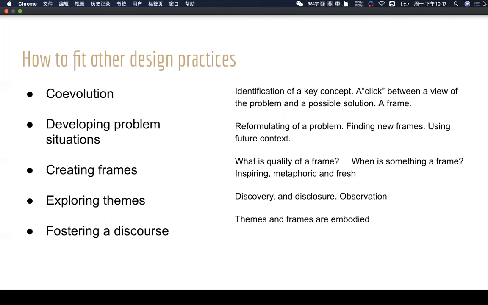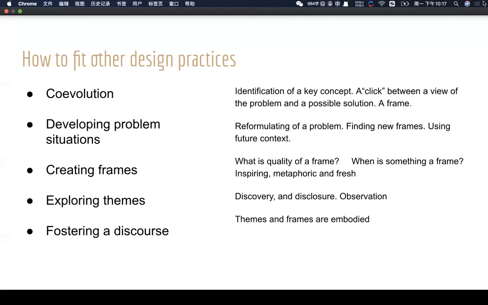Designers use abstraction and metaphors focusing on the future context and exploring the situational values deeper. Creating frames is the most undefined process. Keith Dorst provides new questions more than answers. What is quality of a frame? When is something a frame? But what is obvious is that frames are flows of ideas, inspiring, metaphoric, and fresh.